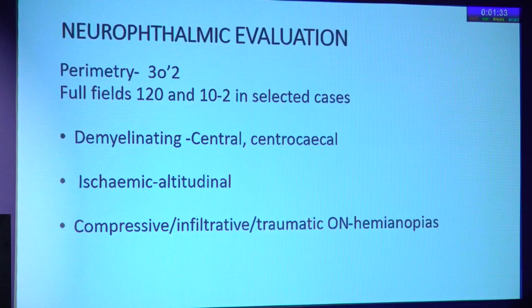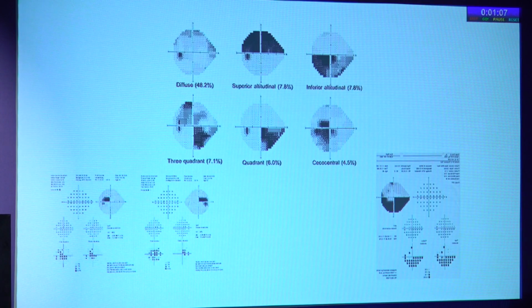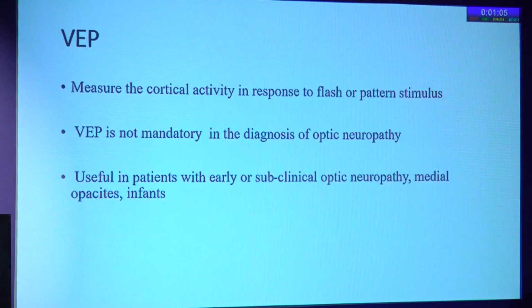Now coming to the investigations that can help you, we all rely on perimetry. Most of the time a 30-2 is fine. Remember that the metabolic causes and the demyelinating ones usually have a central and centrocecal defect. If you find an altitudinal defect, it's more likely an ischemic cause. And if you find hemianopias, you have to have a high suspicion for compressive lesions or masses behind the optic nerve.